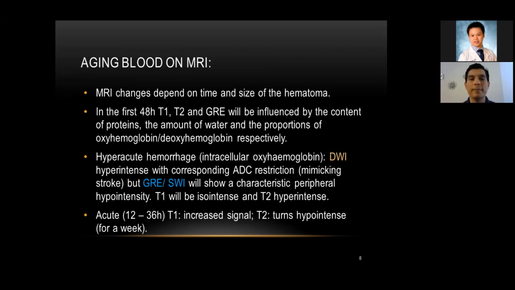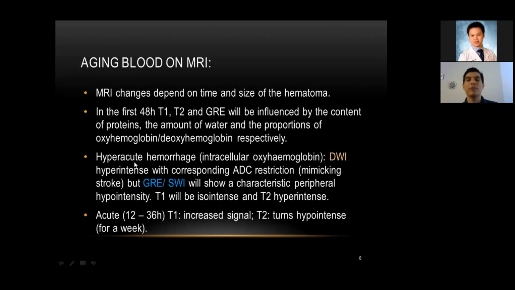Maybe in the first 48 hours, the difference between the sequences is more clear. Obviously, it will change. The changes depend on time and size of the hematoma. But in the first 48 hours, T1 will be influenced by the content of proteins, T2 will be influenced by the amount of water and the presence of blood products like deoxyhemoglobin, and gradient will be influenced basically by the proportion of oxyhemoglobin and deoxyhemoglobin.